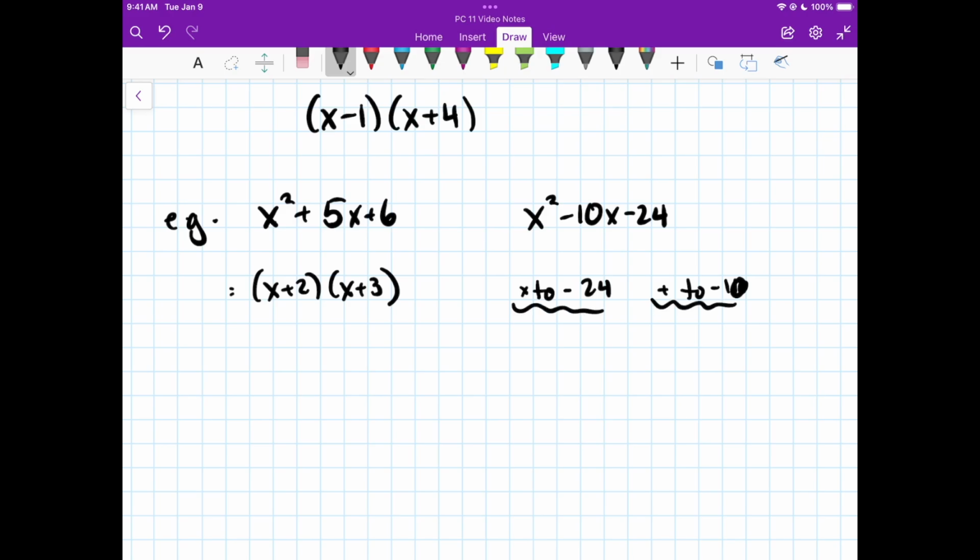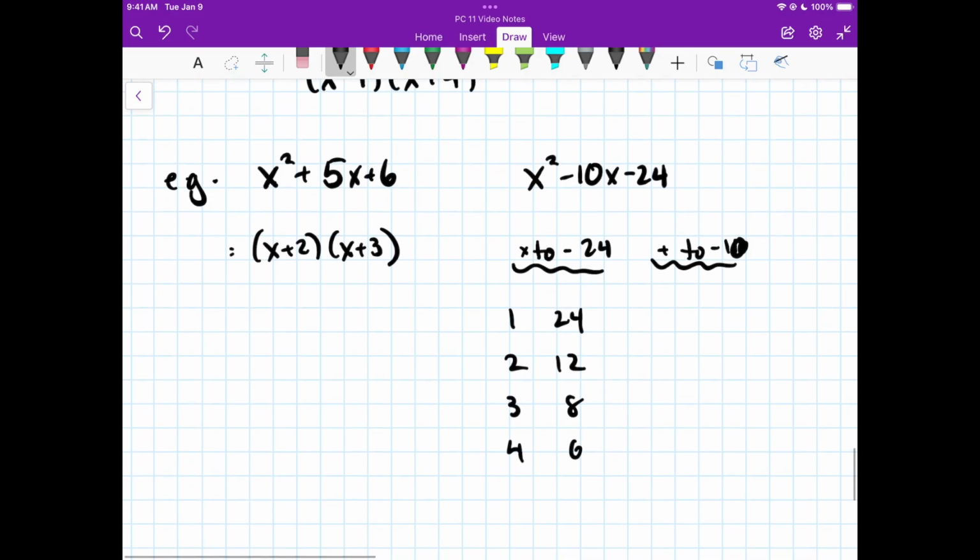So 24 has got a slightly bigger number of factors, so that's going to be 1 and 24, 2 and 12, 3 and 8, or 4 and 6. Thinking back to what I said on the previous example with the negatives, in this case we are multiplying to a negative and adding to a negative. That means we need one positive and one negative, and since we're adding to a negative number, our bigger number should be negative here. So in all of those pairs, we can just say the bigger number should be a negative number.